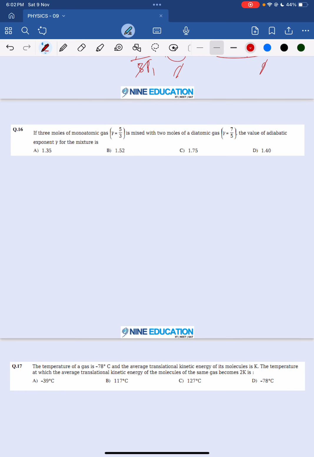Now what is the next one we are having? If 3 moles of monatomic gas, gamma equals 5 by 3, is mixed with 2 moles of diatomic gas, gamma equals 7 by 5, the value of the adiabatic exponent gamma for the mixture is. बच्चों, अगर हमको गामा मिक्सचर का निकालना है तो हमको CP किसकी लिखनी पड़ेगी? मिक्सचर की. और CV किसकी लिखनी पड़ेगी? मिक्सचर की, correct? So we are going to write N1 CP1 plus N2 CP2 divided by N1 plus N2, which cancels out, so we can write N1 CV1 plus N2 CV2, correct?